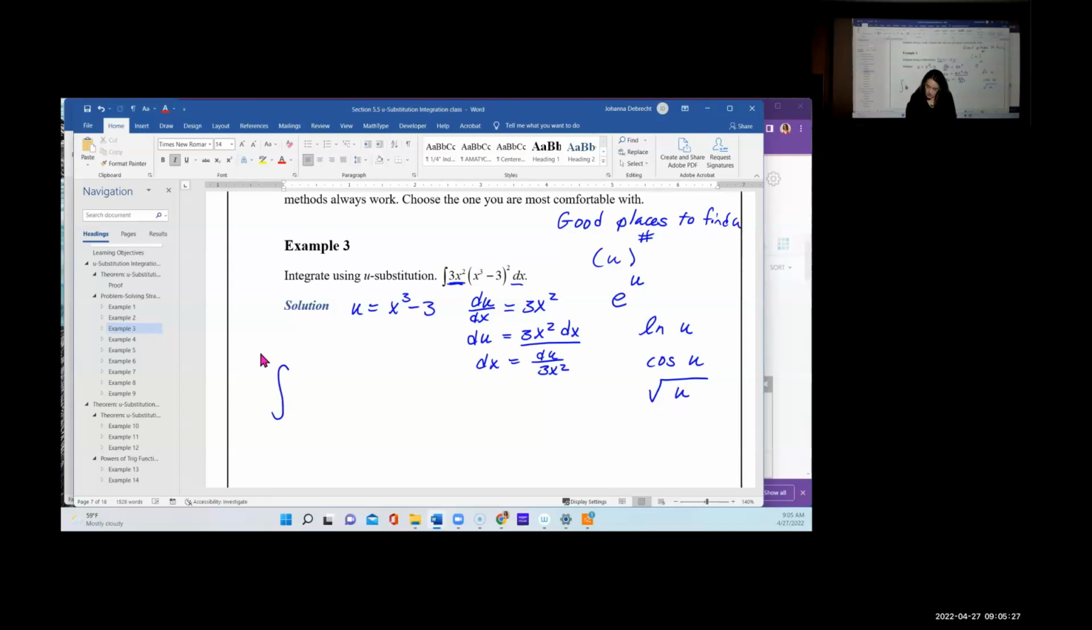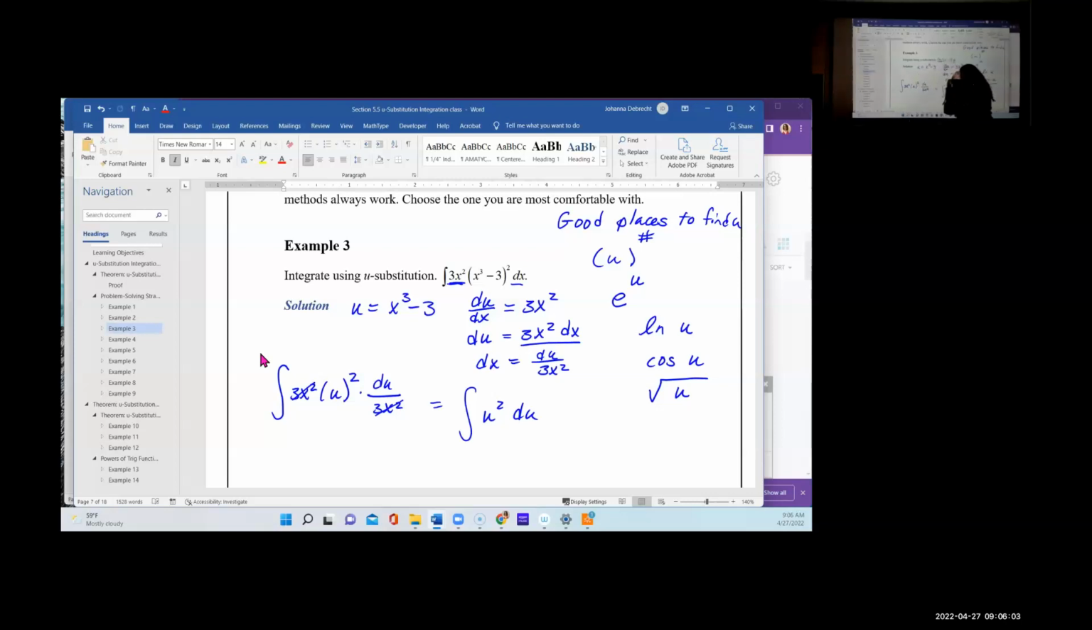Then we substitute into our original integral. So the integral becomes 3x squared. We replace the x cubed minus 3 with u. It's raised to the second power, and we replace the differential dx with du divided by 3x squared. The 3x squareds will cancel, and we'll be left with u squared du. And that will get rid of the x's. So when we're done, we should have an integral in terms of u only, and there shouldn't be any x's left.